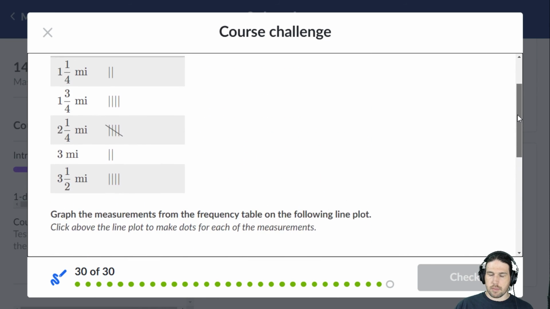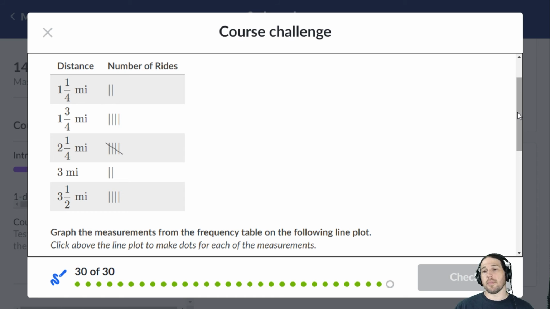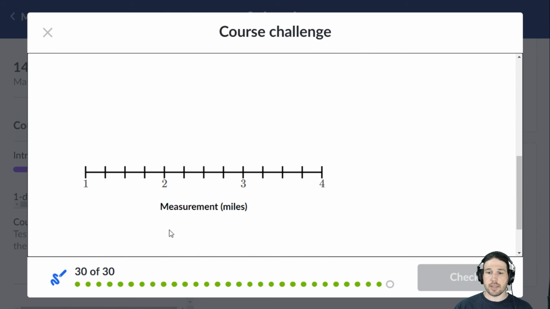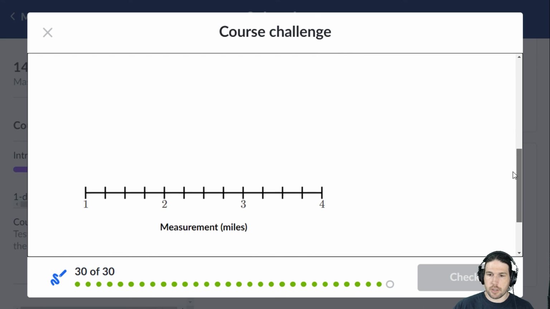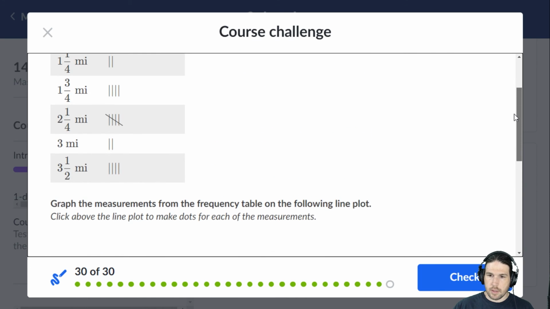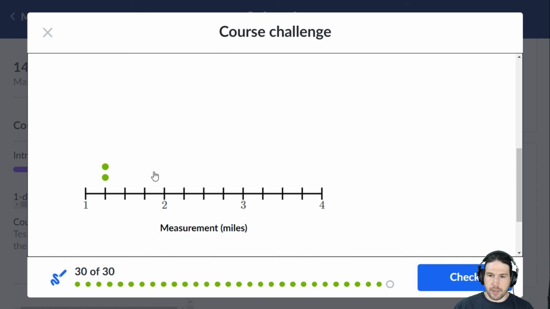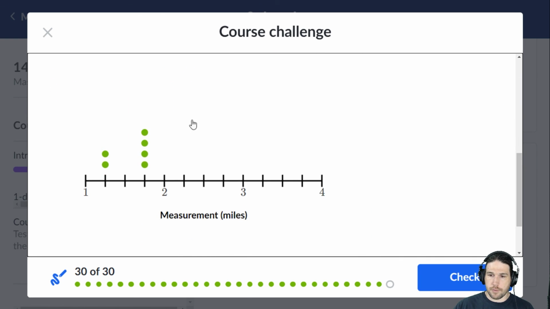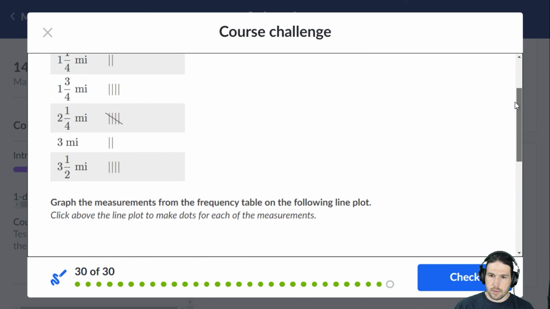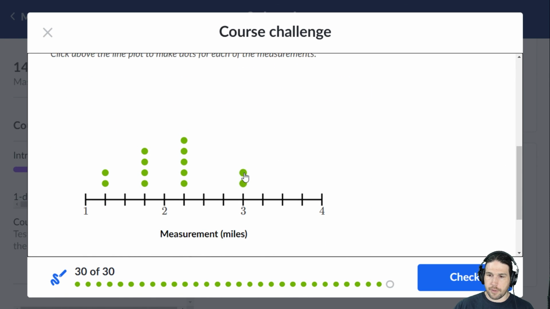You're making a line plot out of this. Here are your scales. It's broken into quarters. Make your dot plot. 1 1/4 is 2. There's 4 at 1 3/4. 5 at 2 1/4. 2 at 3 flat. There's 4 at 3 1/2.